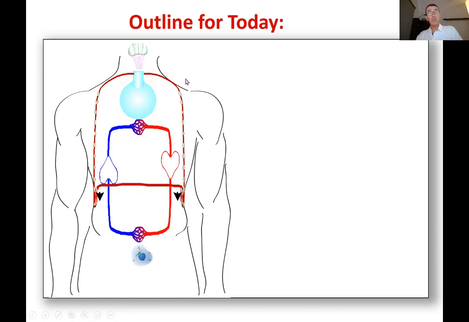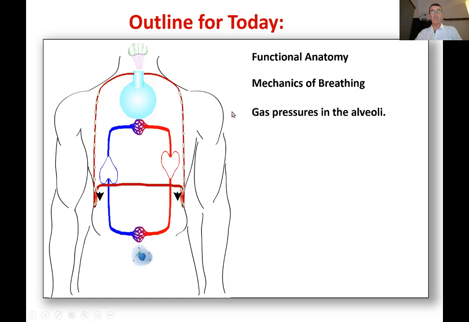What we'll do in the session today is I'm going to go through different aspects of the physiology of getting oxygen down to the cells. We'll start with a bit of functional anatomy. Then we'll look at the mechanics of breathing, how you generate forces to move air in and out of the alveoli. Then we'll look at the actual gas pressures, the partial pressures of gases in the alveoli, and how we achieve the pressures that we need to make sure that diffusion into circulation is taking place. We'll call that alveolar gas exchange.